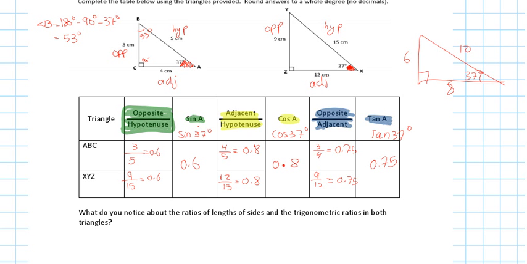Okay? So this is what we call the primary trig ratios. If you look here, I can say that sine A is equal to opposite over hypotenuse. I proved it here, right? And I can say that cosine A is equal to what? Adjacent over hypotenuse. And I can say that tan A is equal to opposite over adjacent. This is where the SOH CAH TOA comes from.